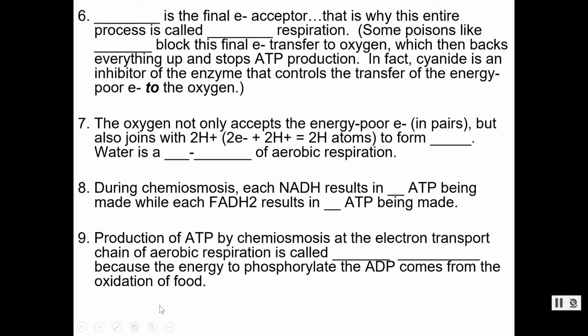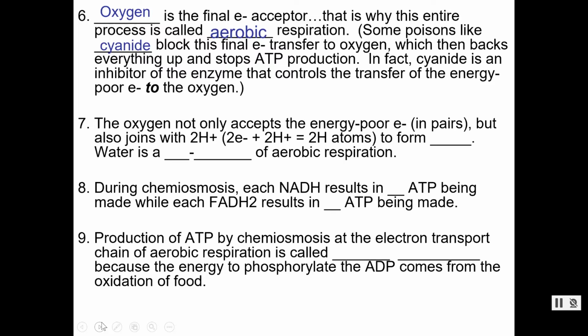So what's the final electron acceptor? Oxygen. That's why this whole process is called aerobic respiration. That's where it comes in. Now, remember I said if you can't make ATP, you die? There are some chemicals that can block this final electron transfer to oxygen.